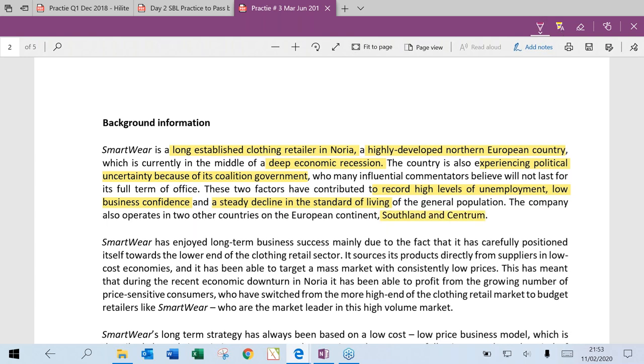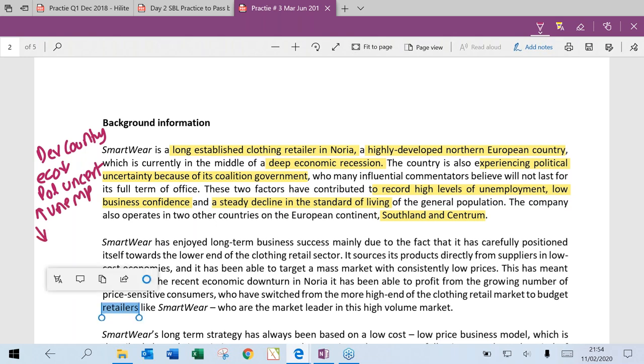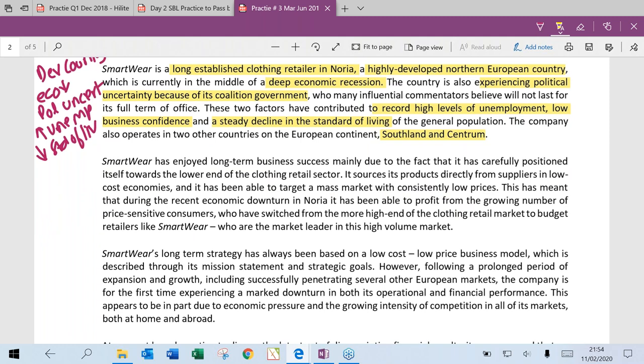Whoa. So let's do my referencing. Developed country. Okay. Economy is down. Political uncertainty. High unemployment. And what else is the key message? Decline standard of living. That's it. So these are the informations which I picked up from this paragraph. Move on. Right now I don't need to know the requirements as usual. Introduction, I just tend to identify anything which I feel is important.